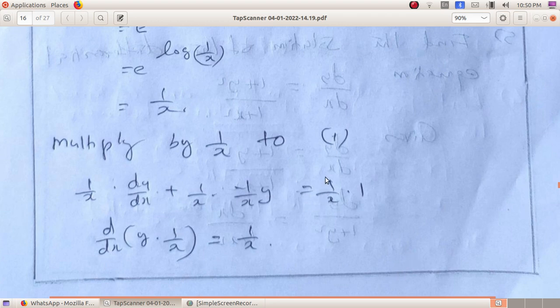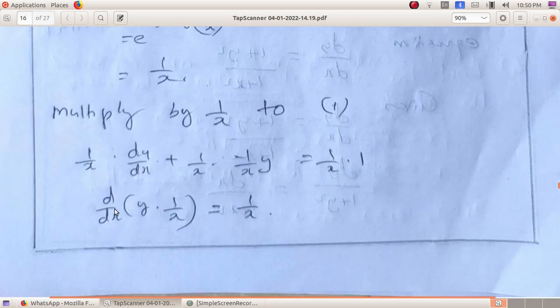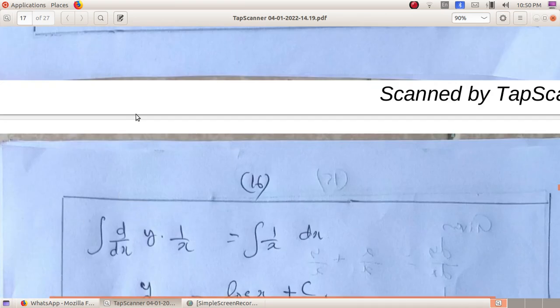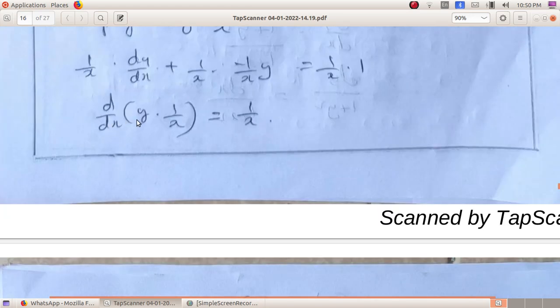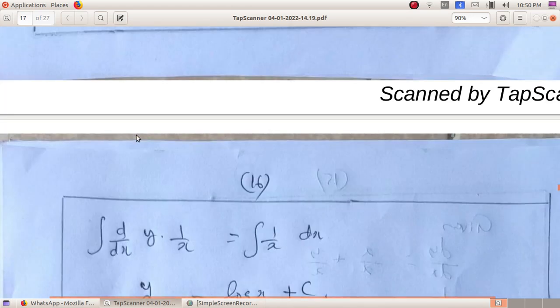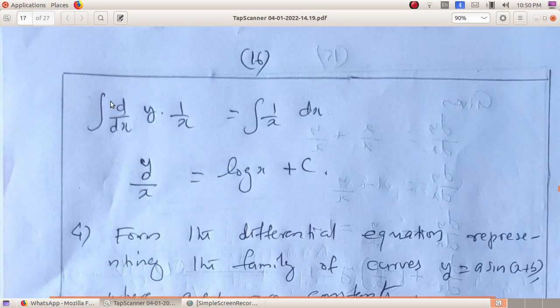And what is the right side? 1 by x into 1. Then integrating d by dx of y into 1 by x, the integral and differential can be removed. So this and this are being cut. So y by x is the remaining part. y by x is equal to integral 1 by x dx, that is log x plus c.